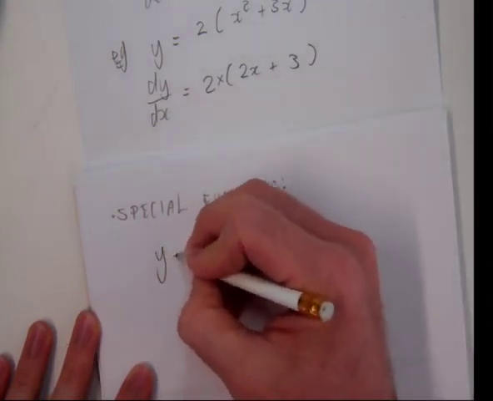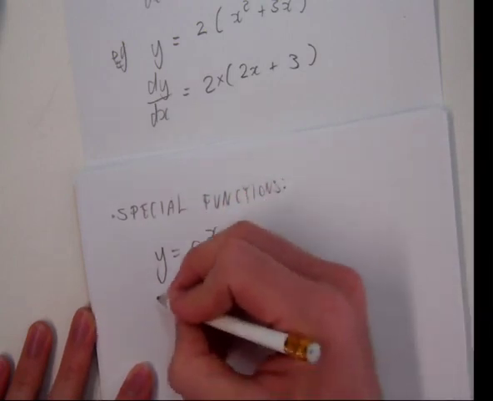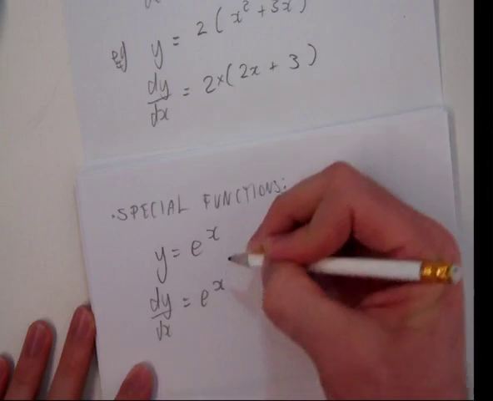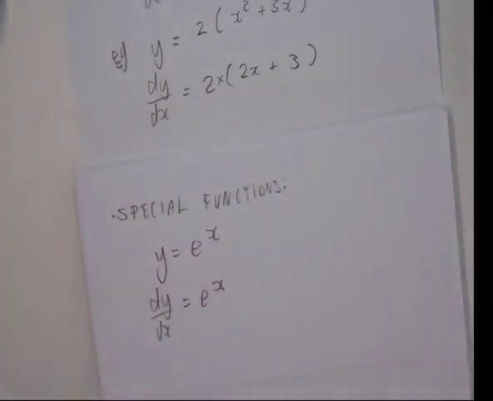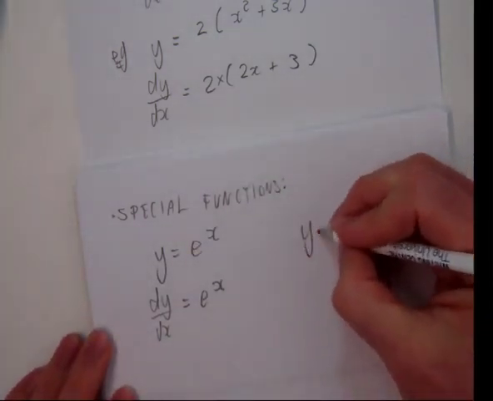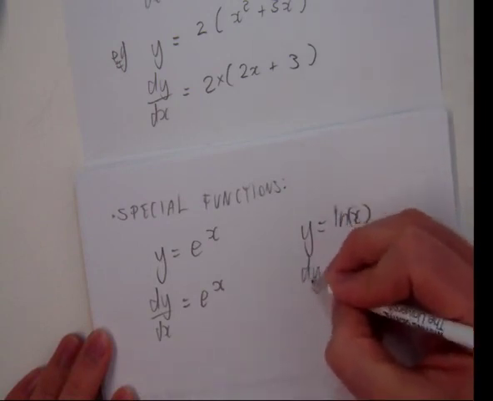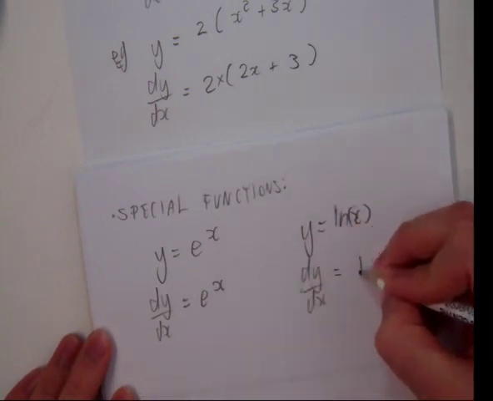So there are some special functions. If y is e to the power of x, then dy on dx is still e to the power of x. It doesn't change. If y is ln x, then dy on dx is 1 over x.